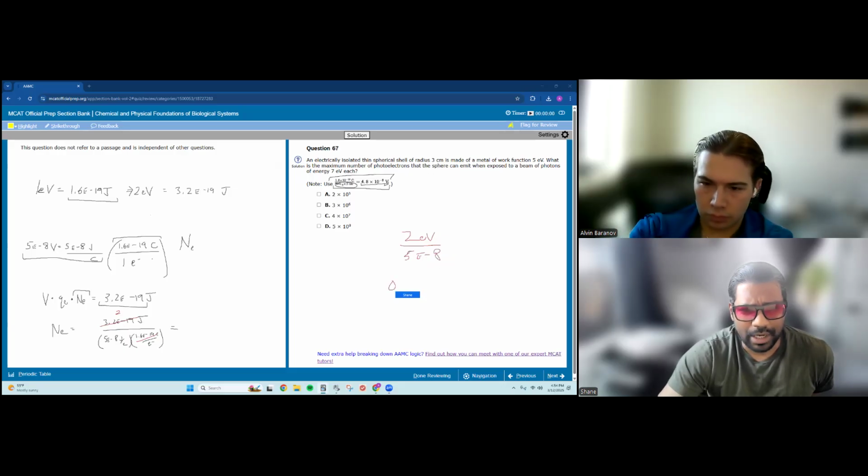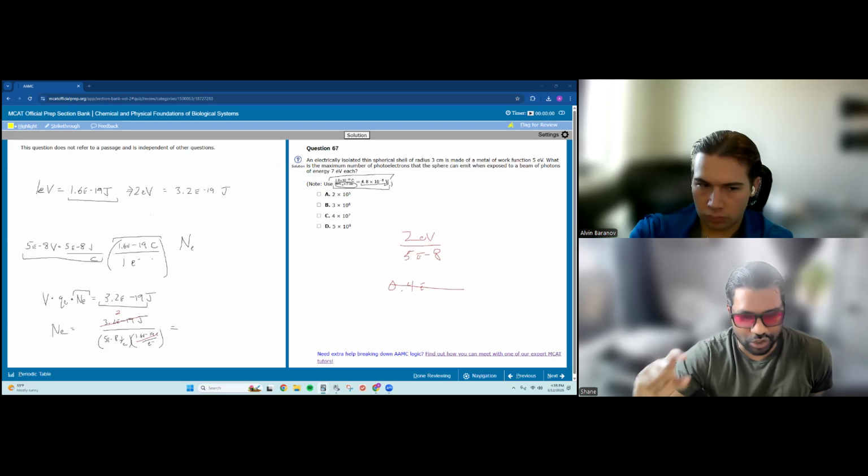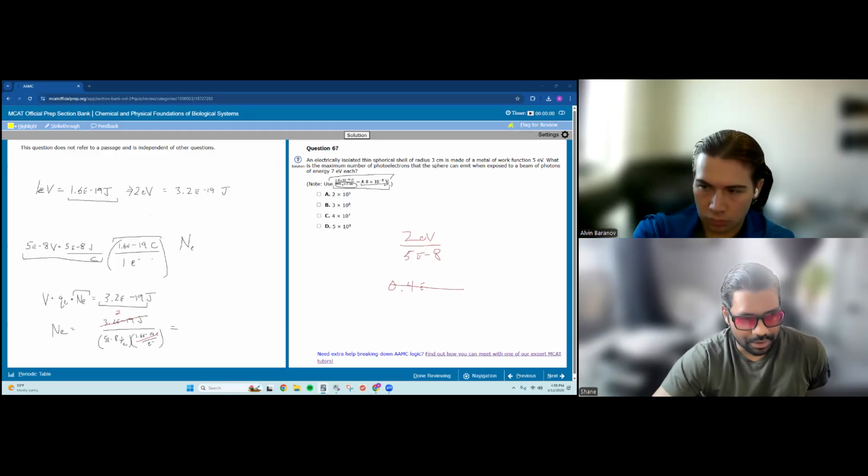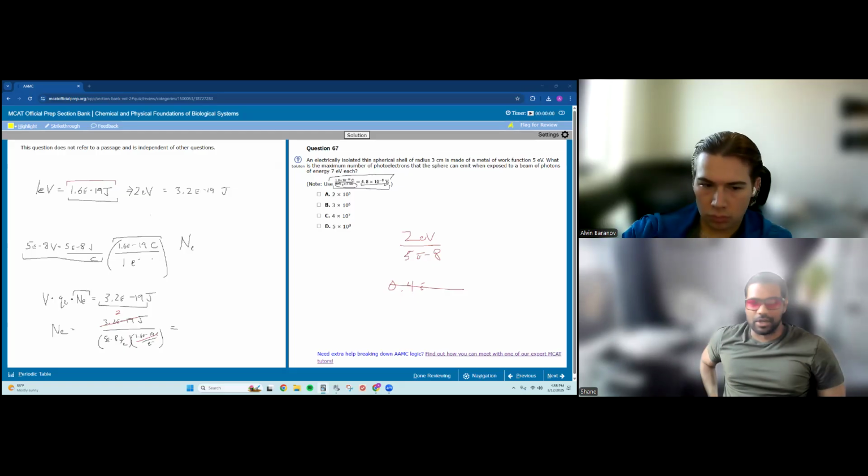Point 4 E. Oh yeah, that works. But how are we going to come up with something like that? We have to recognize that an electron volt is the energy, not the voltage, but the energy of an electron. And 1 electron volt is 1.6 times 10 to the negative 19, and that cancels out. So yeah, you can do it that way too, as long as you understand.